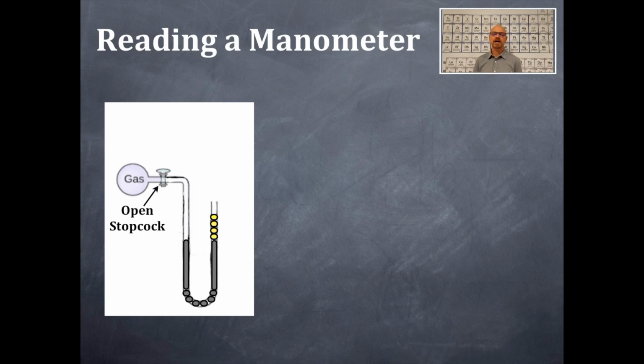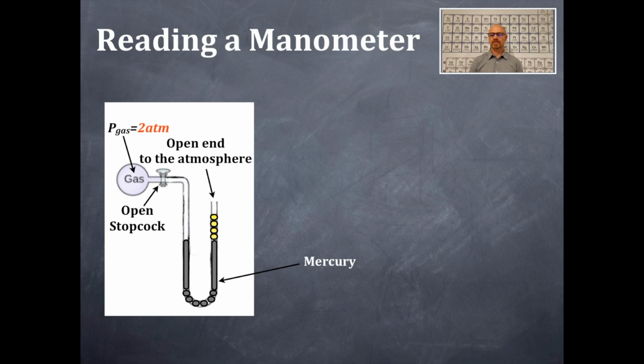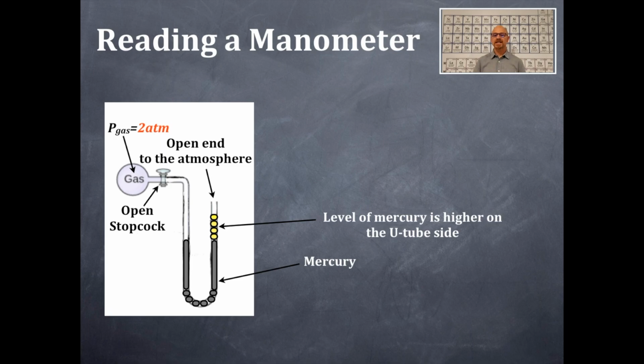Another example, we still have an open stopcock with the gas in the flask here, and this time the pressure of the gas in the flask is 2 atmospheres, so that's a little bit different than all the other previous examples. This is still mercury, the gray and the yellow is still the mercury, and the level of mercury is higher on the U-tube side, you should see that. Then the height of the mercury that's above the equal levels of mercury in the U-tube is 760 millimeters. And this is measured with a meter stick, of course.